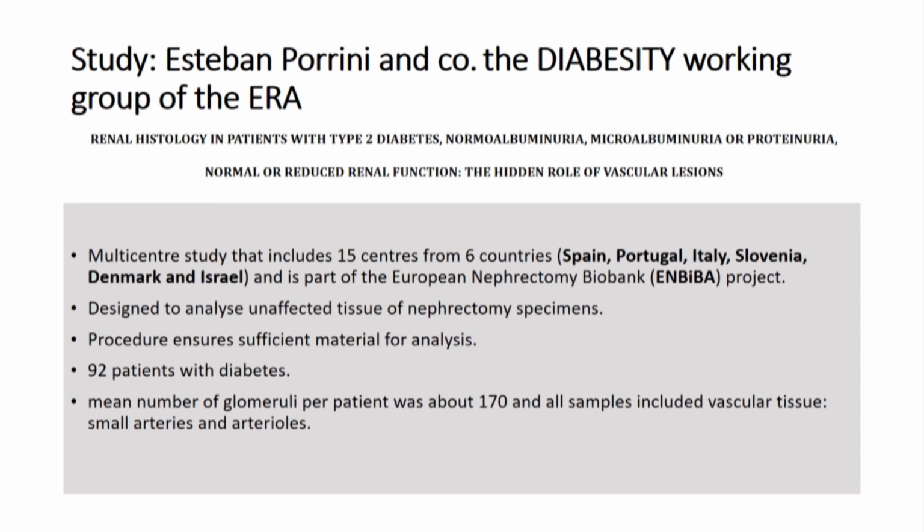The study was designed to analyze unaffected tissue of nephrectomy specimens, and this procedure ensures sufficient material for further analysis. 92% of patients with diabetes were included, and the mean number of glomeruli per patient was about 170, very high regarding the previous studies. There were also samples full of small arteries and arterioles. Next slide, please.